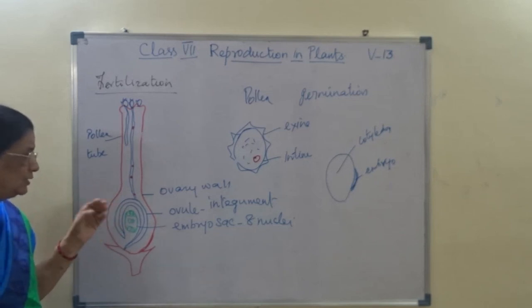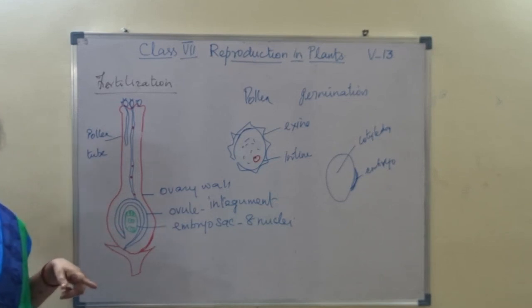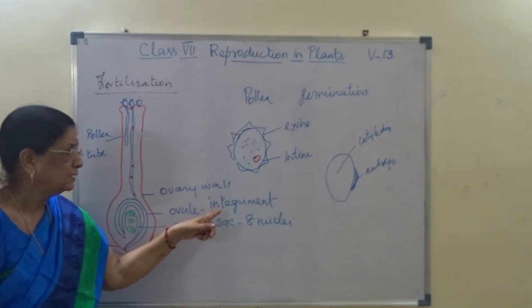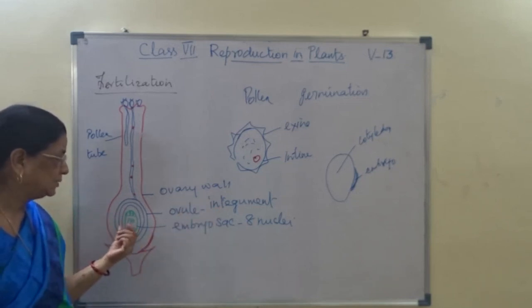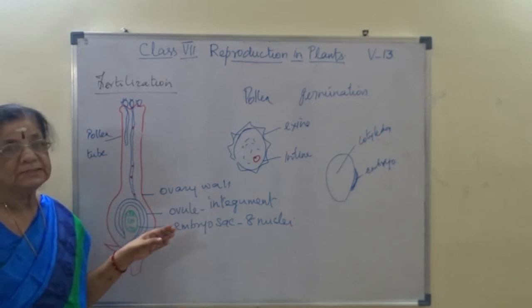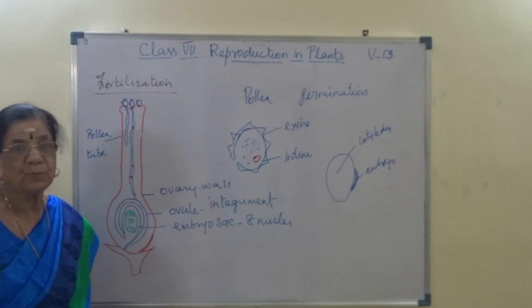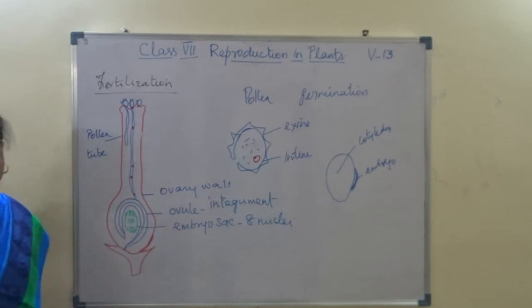Now the ovule structure: it is formed of outer covering layers, that is called integument, and it is enclosing a structure called embryo sac. And this embryo sac is formed of eight nuclei: top three, bottom three, middle two.